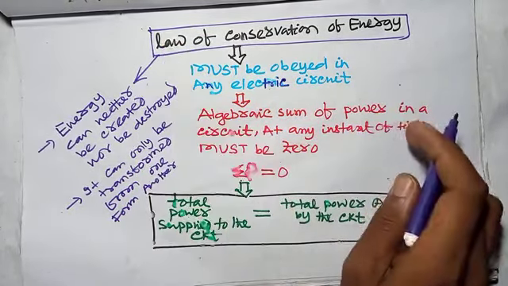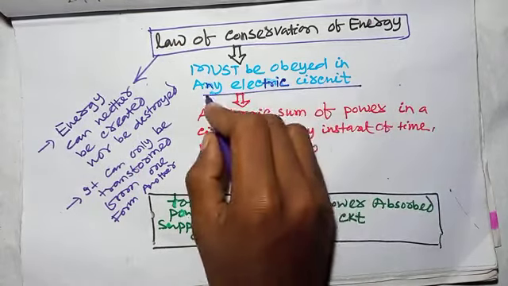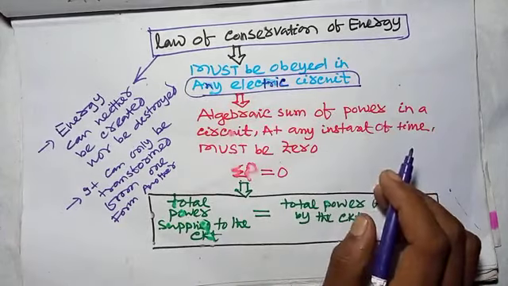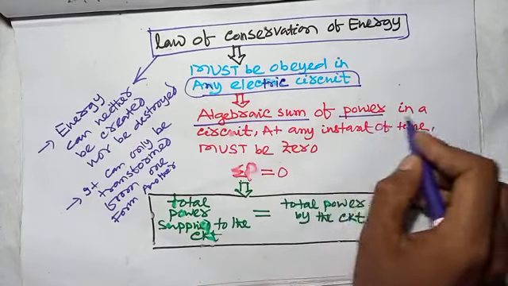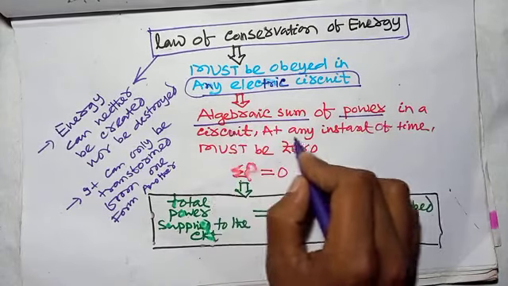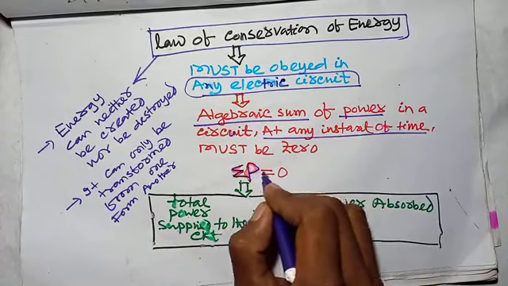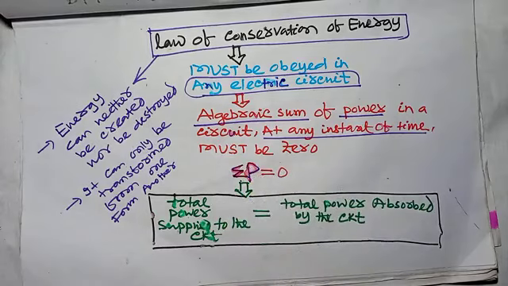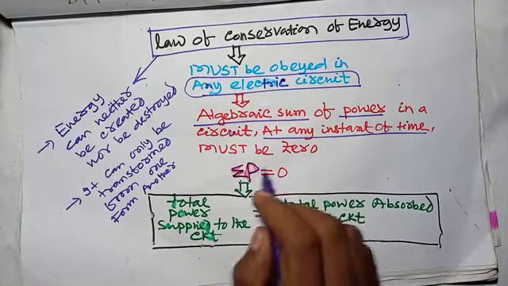This law of conservation of energy must be satisfied in any electric circuit. That is nothing but the algebraic sum of power in any electric circuit, at any instant of time, must be 0. In other words, the summation of power equals 0.